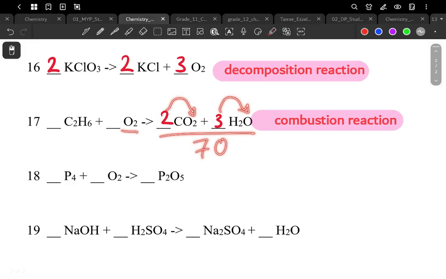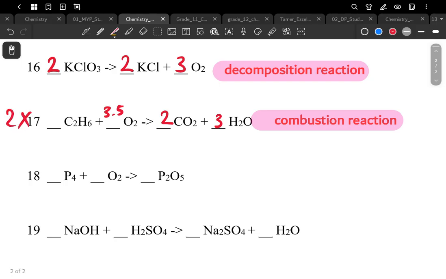So in order to do this, what number, if you multiply it by 2, gives you 7? So divide 7 by 2, and you will know this number. 7 divided by 2 is 3.5. The equation now is balanced, but this is not the final step. The final step, I'm going to multiply the whole equation by 2. Why am I doing this? To get rid of the decimal that exists here.